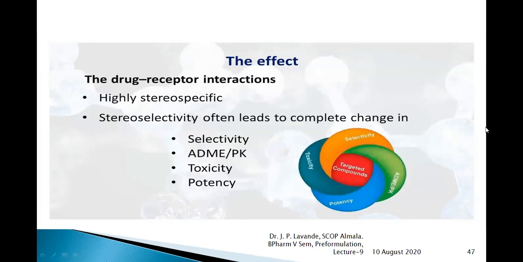The drug receptor interactions that occur are highly stereospecific. The stereoselectivity often leads to a complete change in activity. Then ADME, that is absorption, distribution, metabolism, excretion, pharmacokinetic properties, toxicity properties, and potency. So the targeted compound should be studied in terms of all of these: selectivity, ADME, PK, potency, and toxicity.